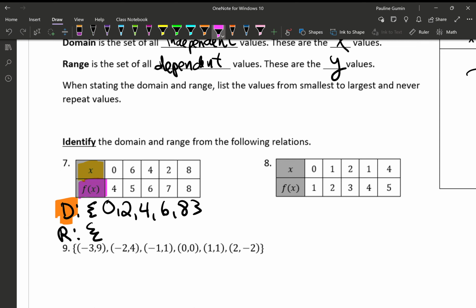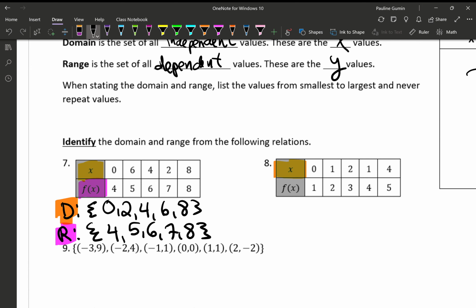For my range, which is f of x, I'm going to list my numbers again in order from smallest to largest, 4, 5, 6, 7, 8. Let's do the same thing for number 8.